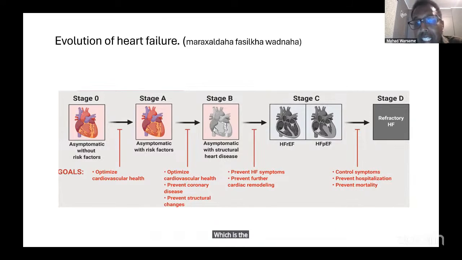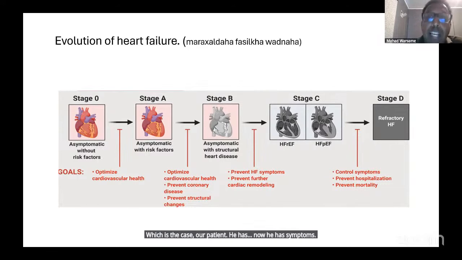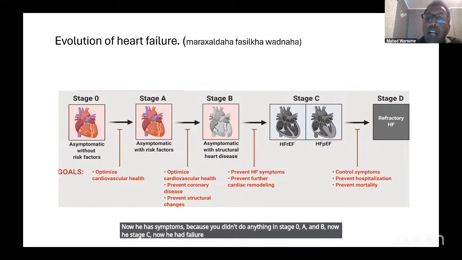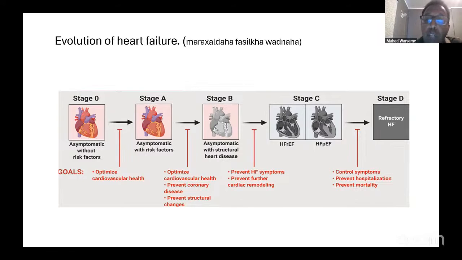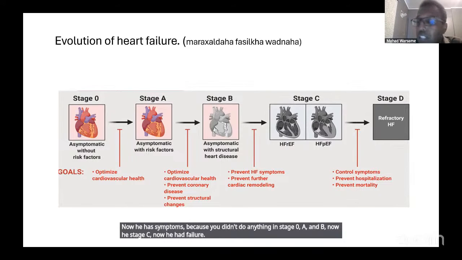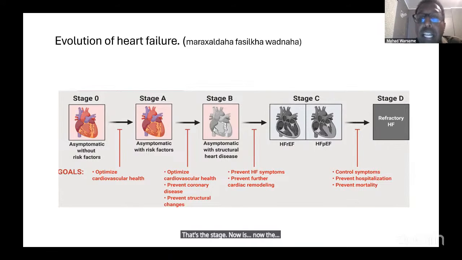In our case, the patient has symptoms. Now he has symptoms because you didn't do anything in stage 0, A and B. Now he is in stage C. Now he has heart failure. That's the stage. Now the organs are failing.